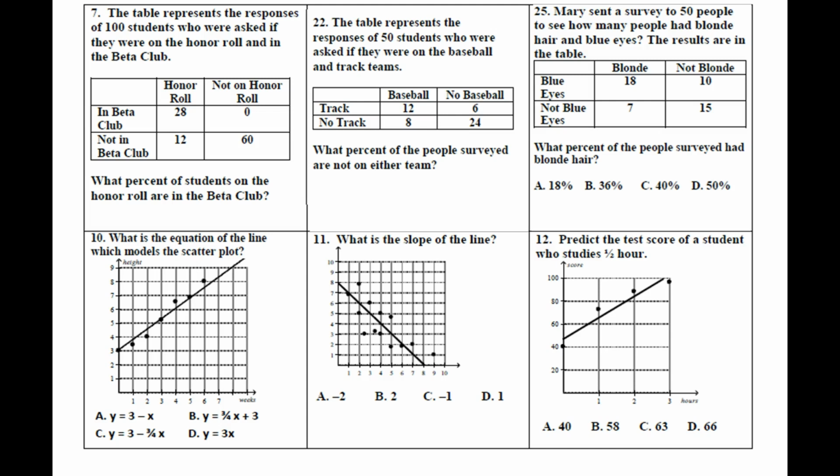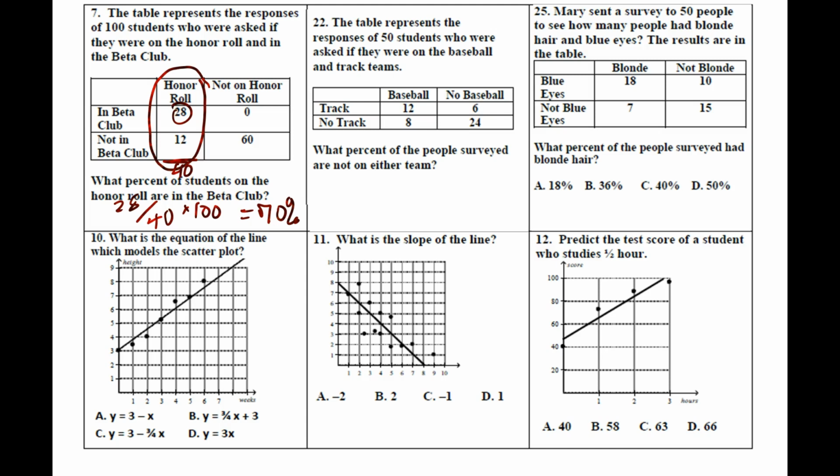All right, number 7, the table represents the responses of 100 students who were asked if they were on the honor roll and in the beta club. What percent of students on the honor roll are in the beta club? So we're talking about those on the honor roll who are in the beta club. There are 28 students in the beta club on the honor roll out of a total of 40. 28 over 40 times 100, 28 divided by 40 is 70%.